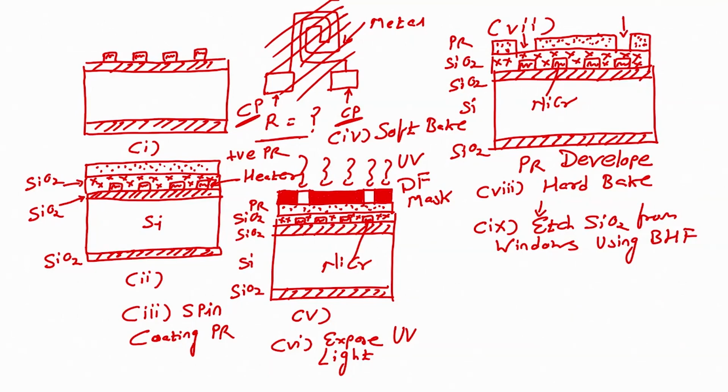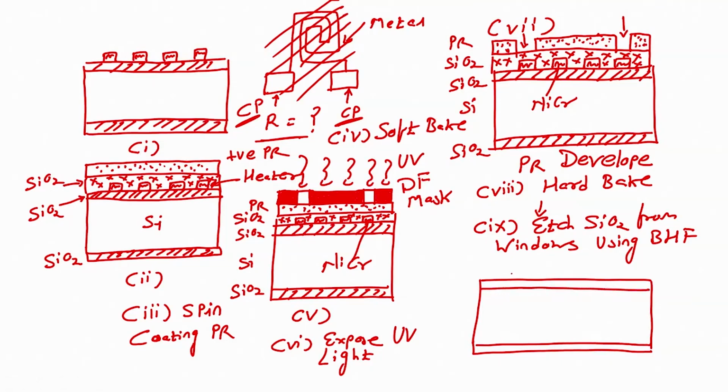So, we have to dip this wafer in BHF and you will see that the oxide is removed. So, what you will see after this would be, let me draw it once again, so it is easier for us to understand. After dipping the wafer in the silicon dioxide etchant, what will we be looking at?